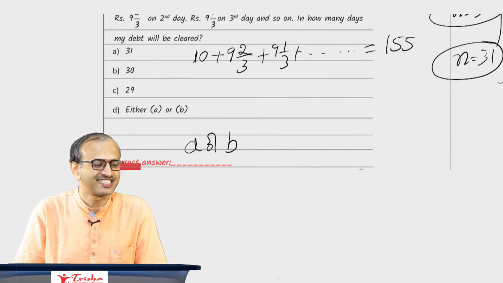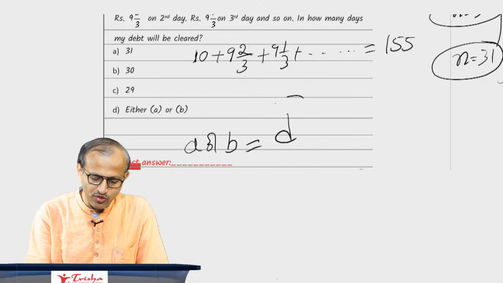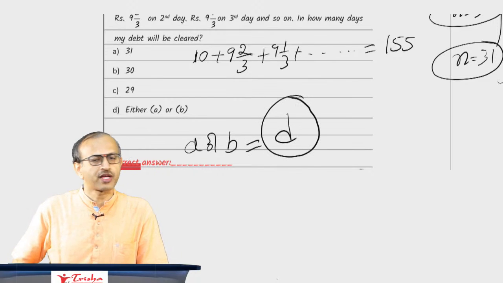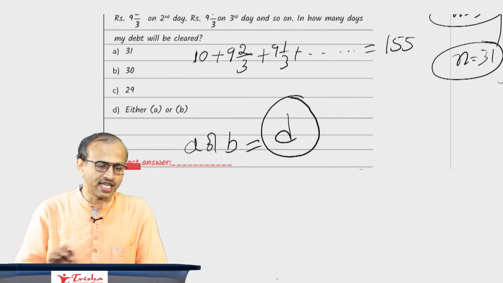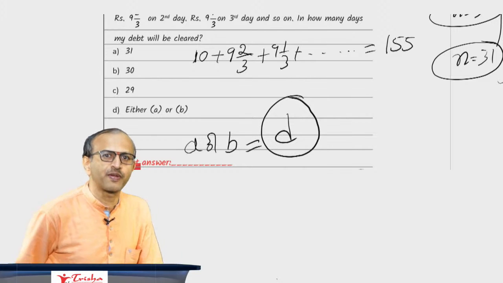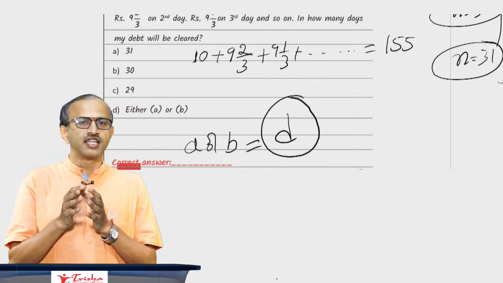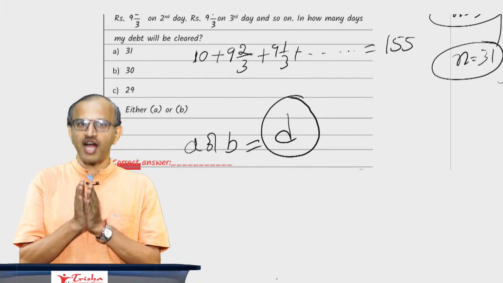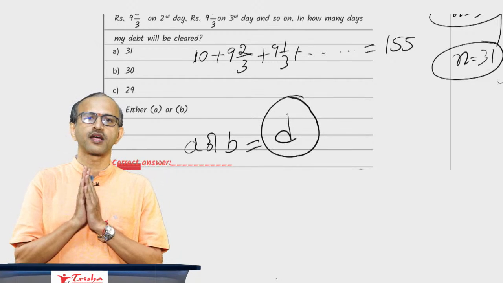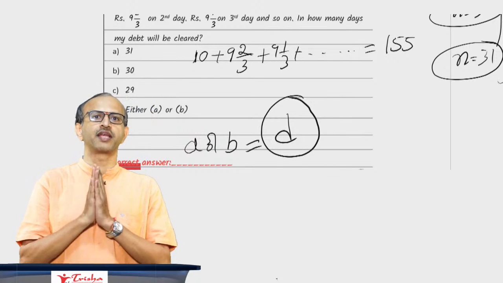Excellent. As you said, 90% of the students said the answer is D, because it is ARB. Now listen here, I will explain a little further. Students, it is not ARB.